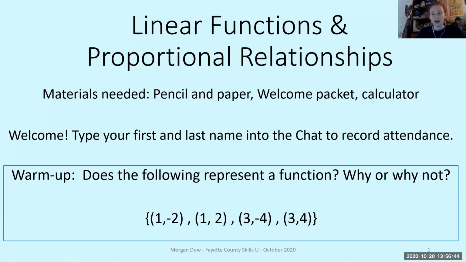This week, we're continuing talking about functions. We're going to talk about a couple of special types of functions, linear functions and proportional relationships.